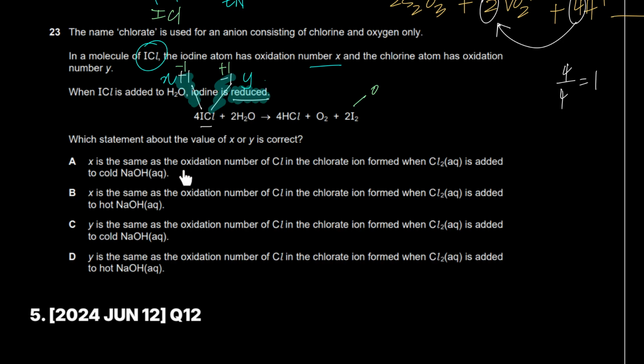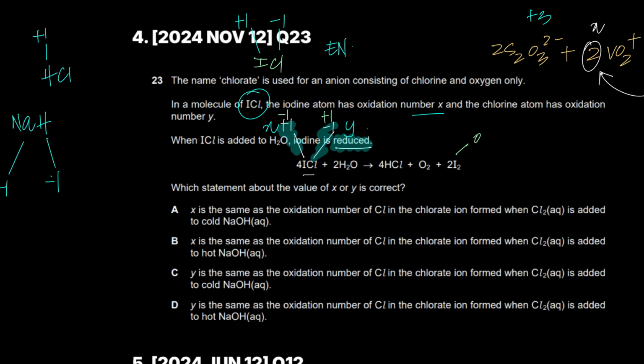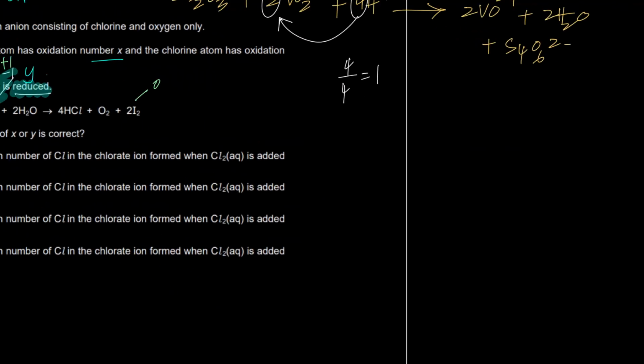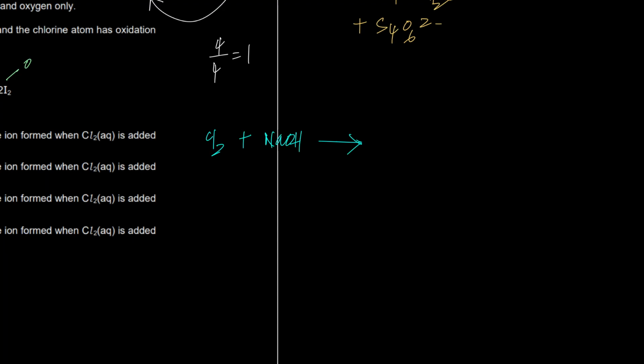Now I think x is the same as the oxidation number of Cl in the chlorate ion formed when Cl2 is added to cold NaOH. Please, I have not taught you guys this reaction yet. You are going to learn this in chapter 4. That's why I said chapter 4 is very important, but I'll just quickly write the equations for you. So if you add chlorine to cold NaOH, I'm going to teach it in chapter 4, in group 17.